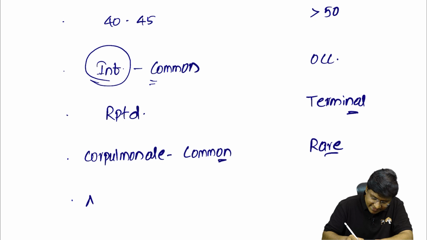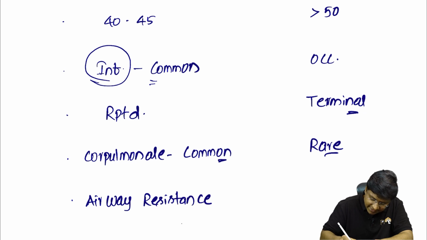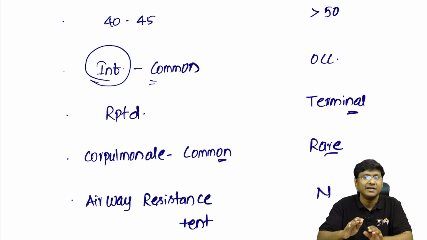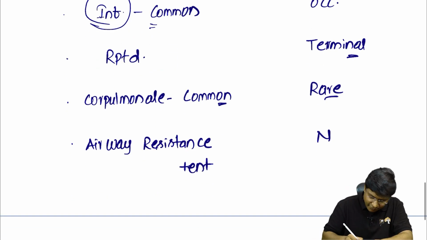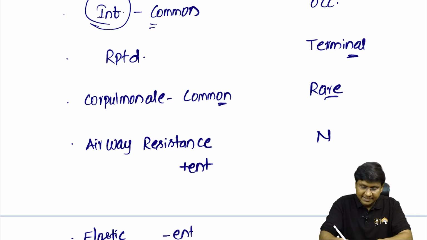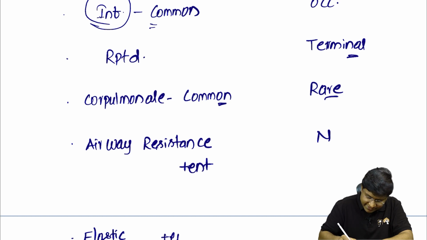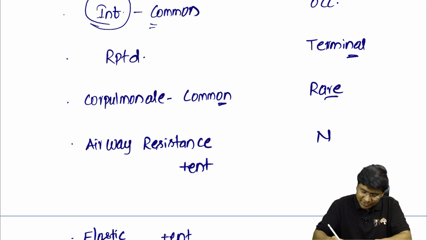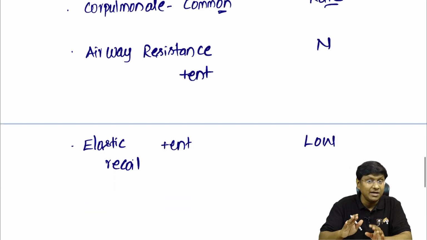And next is the airway resistance. If you take the airway resistance, it is increased in chronic bronchitis, whereas the airway resistance is normal in patients with emphysema. Then followed by that, the elastic recoil. Elastic recoil will be normal in chronic bronchitis, whereas in patients with emphysema, the elastic recoil is low, right? Elastic recoil will be low, right?